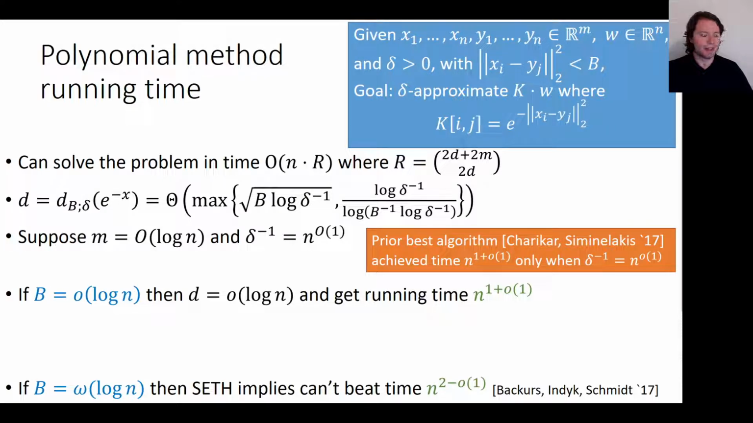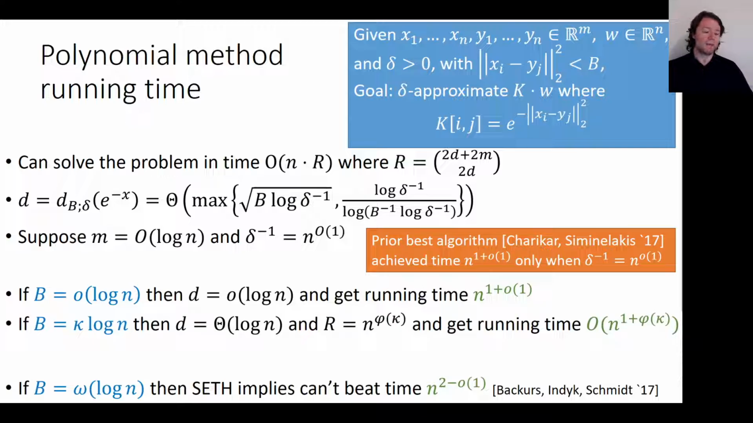Okay, so what about in the middle? Well, when b is a constant times log n, then you can compute up here that the degree is also some constant times log n, and so the r, the binomial coefficient, is also n to the power of some constant, where the constant is some function phi of kappa, like the constant in b. So you get a running time that's like n to the 1 plus phi of kappa.